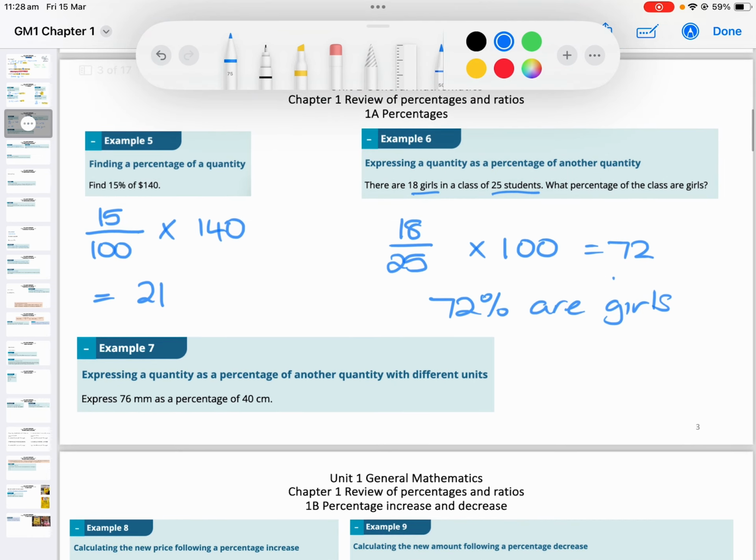And the last one: express 76 millimetres as a percentage of 40 centimetres. The first thing I'm noticing here is this is millimetres and this is centimetres, so I need to get them both in the same unit. I'll make my 40 centimetres 40 times 10, or 400 millimetres. Now that they're in the same units, I can say 76 as a percentage of 400 times by 100, and if I do that, it's 19%.